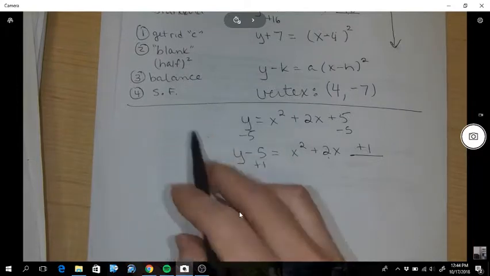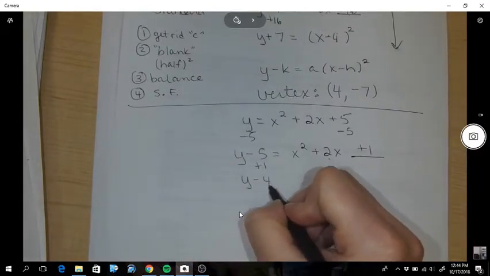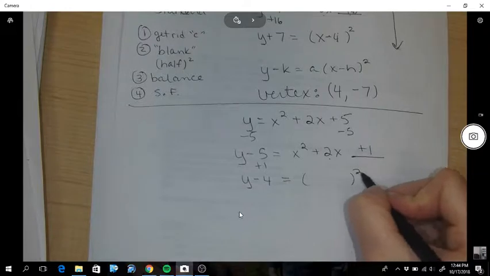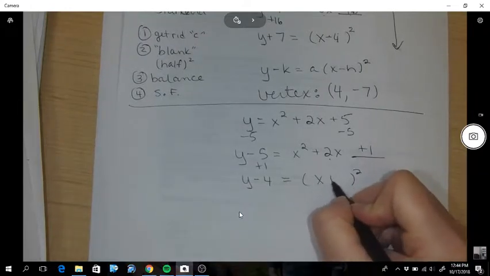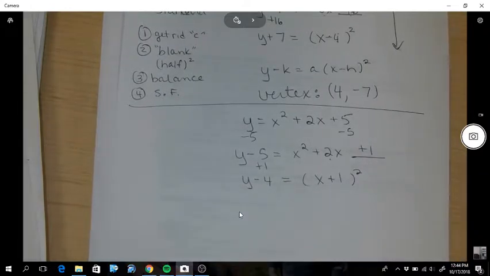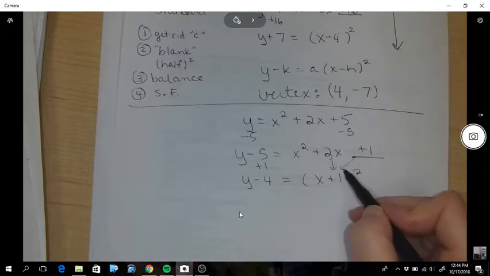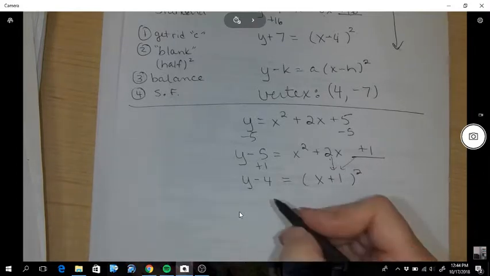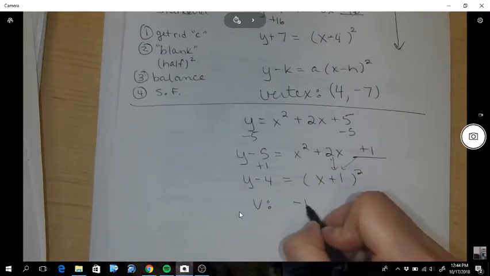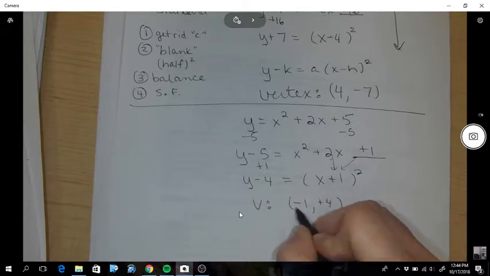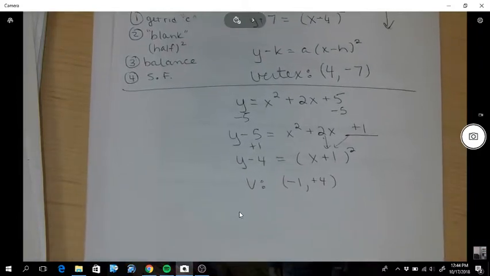Now we write standard form. So y - 4 equals a binomial squared, and that should be x + 1, because it is half of that, or square root of that. Vertex is (-1, 4).